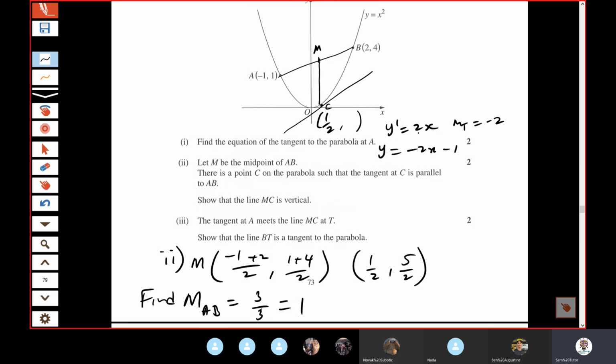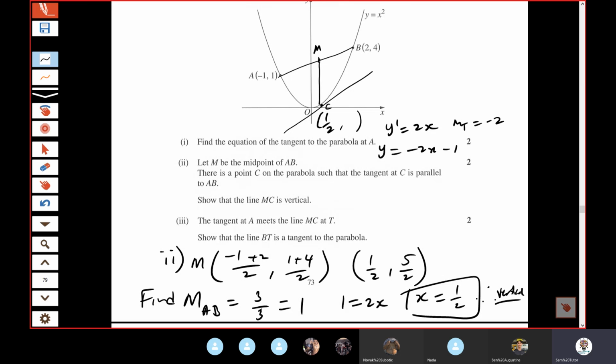And then again, how do I find the gradient of my tangent at C? Y dash. But what do you know the gradient to be equal to? Has to equal to 1. Well, the gradient has to equal to 1, which is 2x. So essentially, 1 equals 2x, doesn't it? Which means x equals 1/2, which is exactly what we needed. Therefore, vertical.